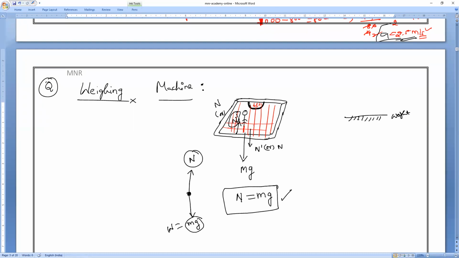Then the force exerted by the weighing machine on the surface. What is the second one? The object on the weighing surface, the force exerted is also N1, normal reaction. So the machine exerting force on the surface is N dash. Then the surface exerting force on the man is also called N dash. Is it okay, guys? Do you understand, yes or not?